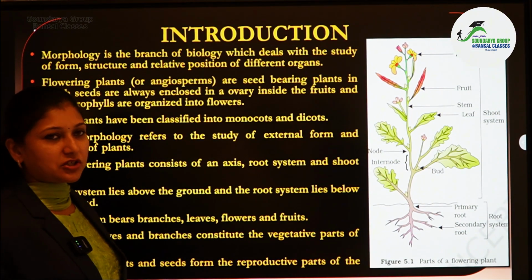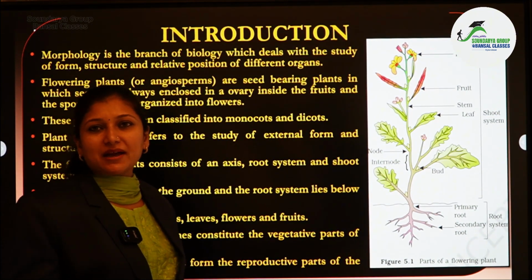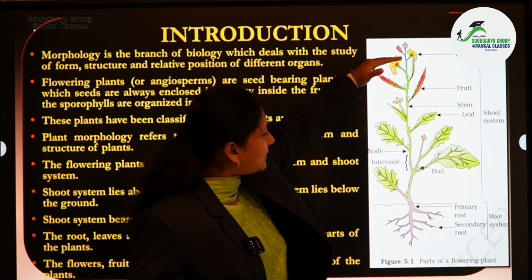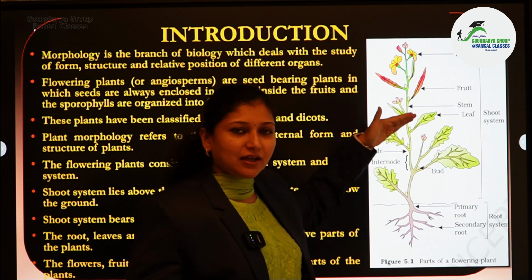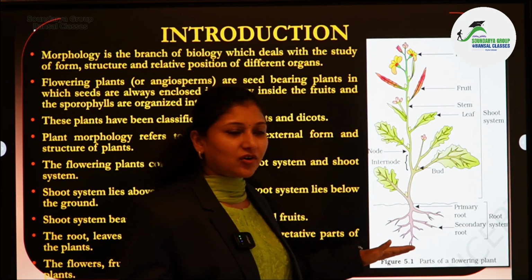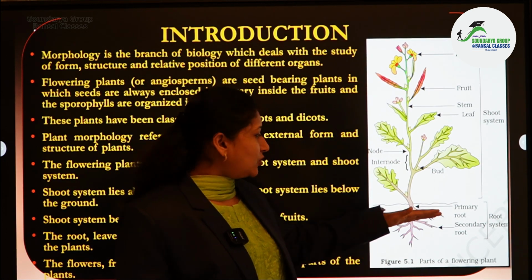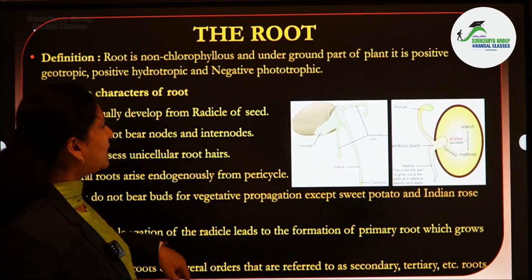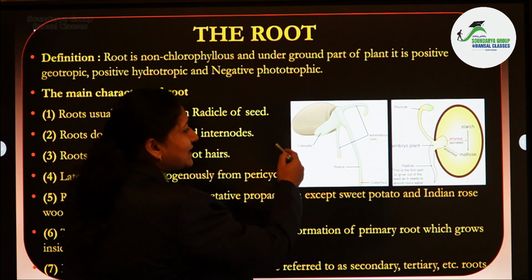So what are plants? Plants have a root system as well as a shoot system. Whatever is present above the ground is known as the shoot system. Below the ground, it is generally known as the root system. So roots and stem or shoot are developed from, you can see here, this seedling.